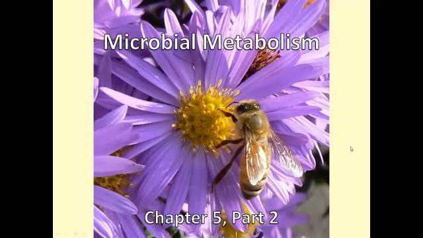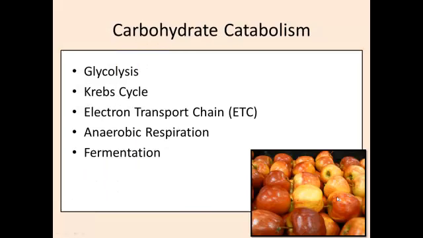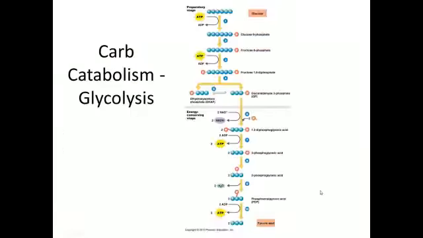Welcome to Part 2 of Chapter 5, Microbial Metabolism. In this section we're going to discuss carbohydrate catabolism, lipid and protein catabolism, and the biochemical tests that are useful in identifying bacteria. Under the category of carbohydrate catabolism, we're going to cover glycolysis, the Krebs cycle, also known as the citric acid cycle, electron transport chain or ETC, anaerobic respiration, and fermentation.